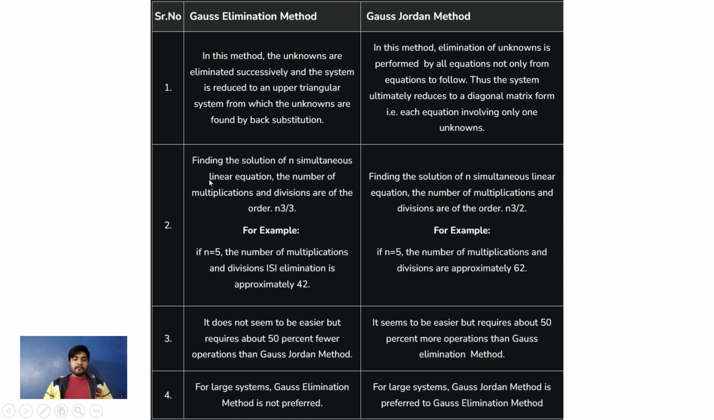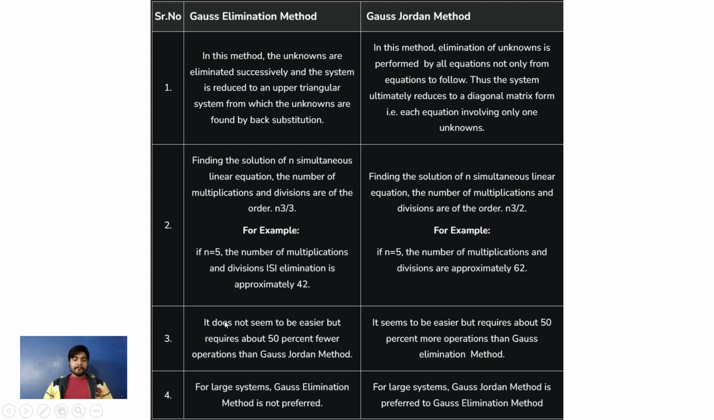The second point is finding the solution of simultaneous linear equations. In Gauss elimination, the number of multiplications and divisions is of the order n cubed by 3. For example, if n is equal to 5, the number of multiplications and divisions is approximately 42. In the Gauss-Jordan method, the number of multiplications and divisions is of the order n cubed by 2. For example, if n equals 5, the number is approximately 62.